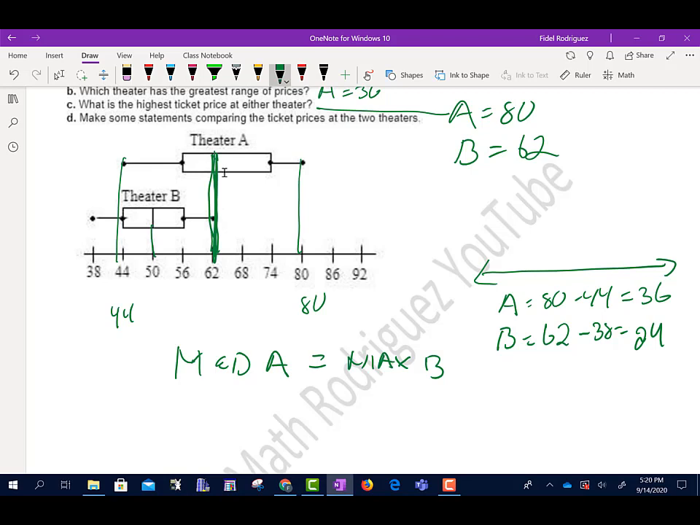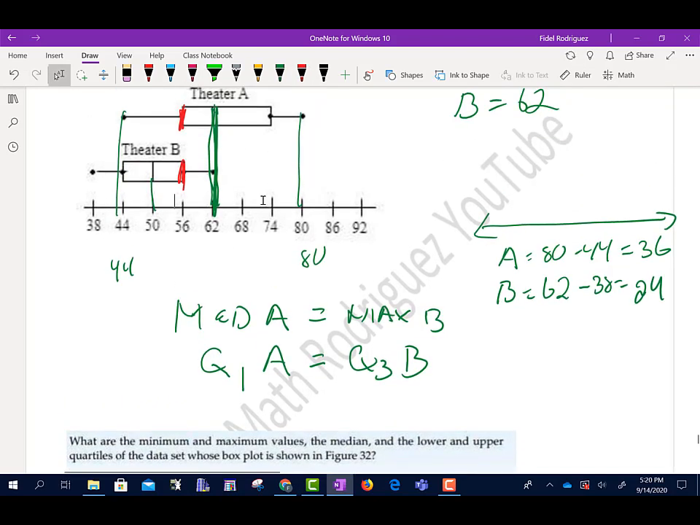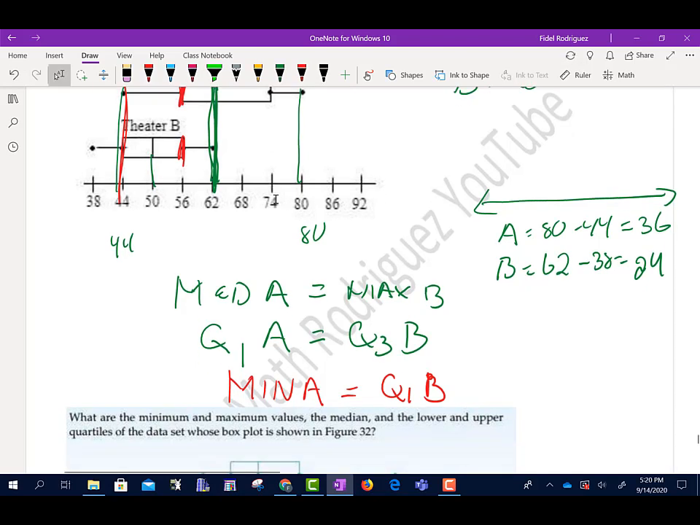We might say something like Q1 for A is going to be equal to Q3 for B, right? So here's my Q1 for A. That's the same as my Q3 for B. And then maybe there's another one I can probably compare right here, right? So my minimum at A would be the same thing as my Q1 at B. Those are just a couple of comparisons that I might make there, right? Okay.